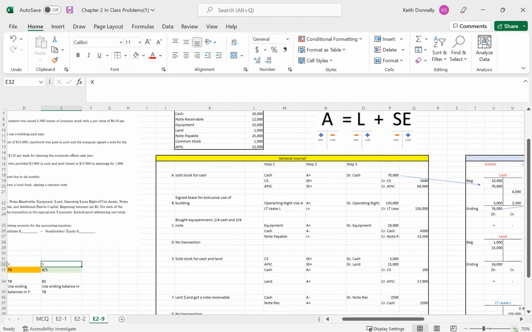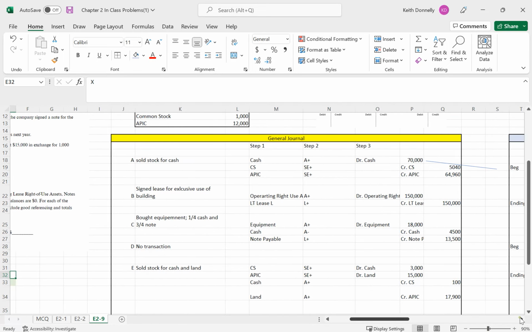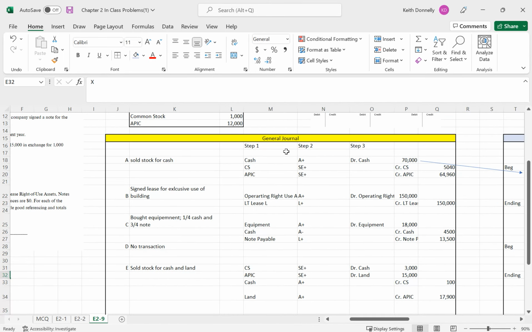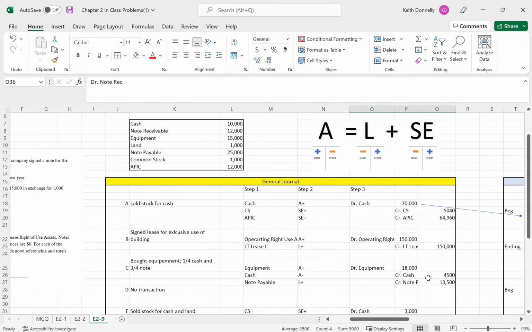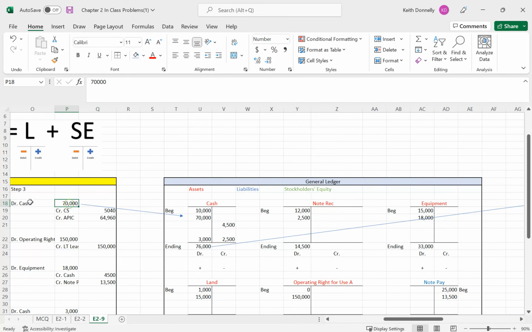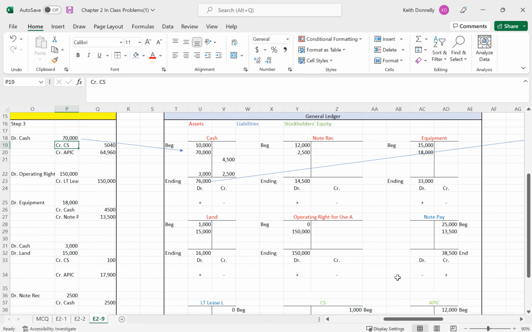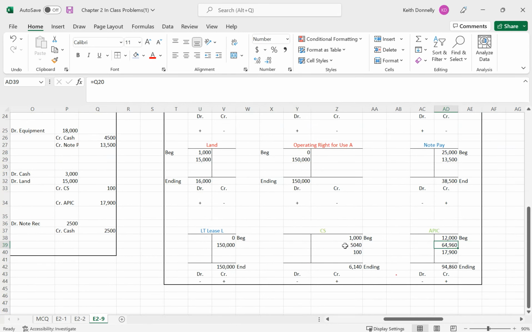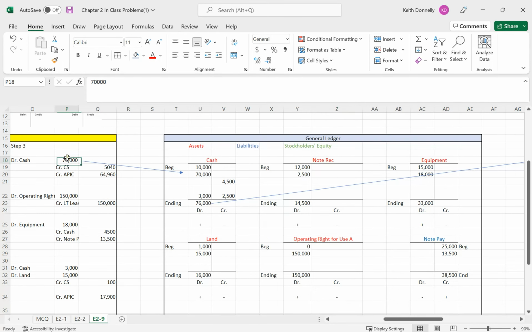So here's the general journal, what we did, right? We just did the journal entries as they happen, 1, 2, 3, 4, 5. Then whenever we did the journal entry, we carried the balance over. We debit cash there, we carry it over here. Credit common stock here, credit it over here, right? So every time we did this, we carried it over.